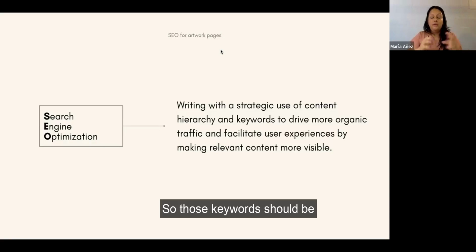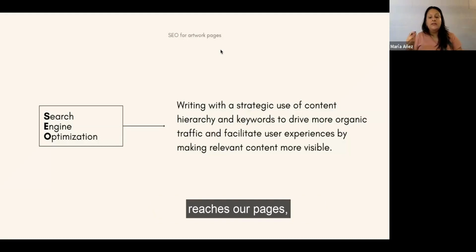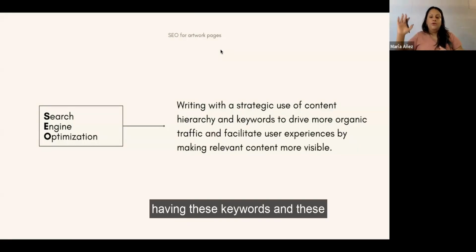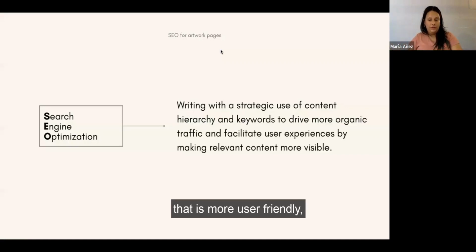So those keywords should be present in our artwork product page, because those keywords are the ones that are going to make it visible for anyone that is looking for that type of art and that actually has an interest in purchasing something similar to what we are presenting. Also, if someone for any other reason reaches our pages, having these keywords and these categories helps us present the information in an organized way that is more user-friendly and that will help them easily find precisely what they're looking for.